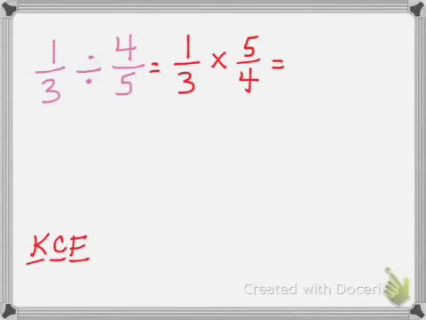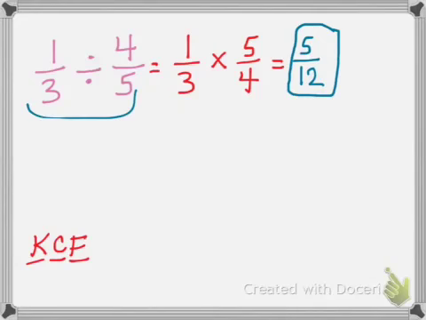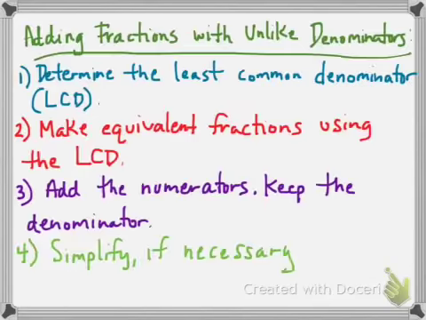So we just reviewed how to multiply. So I multiply numerator times numerator. 1 times 5 is 5. And then denominator times denominator. So 3 times 4, I know is 12. Simplify if necessary. 5 and 12 have nothing in common, so I can't simplify. It's already in simplest form. So 1/3 divided by 4/5 is equal to 5/12. So keep, change, flip for dividing fractions.